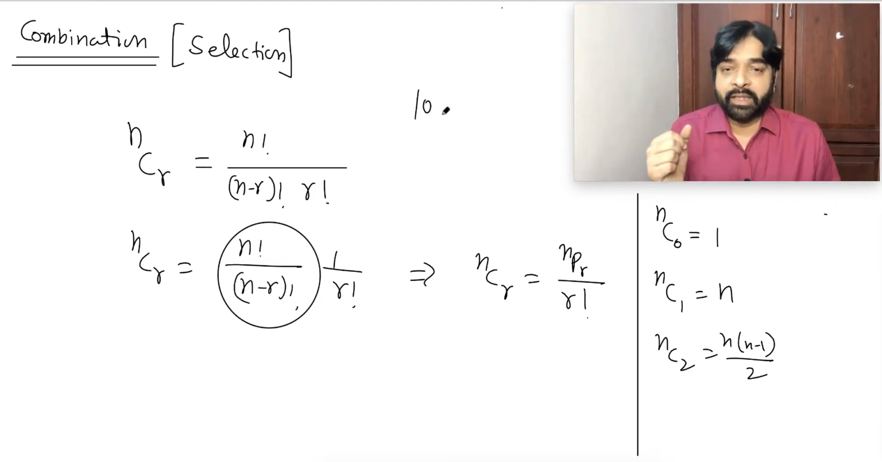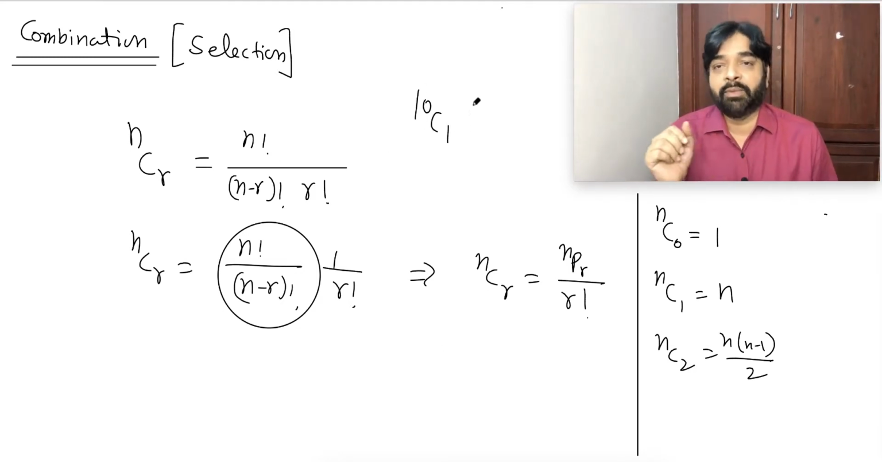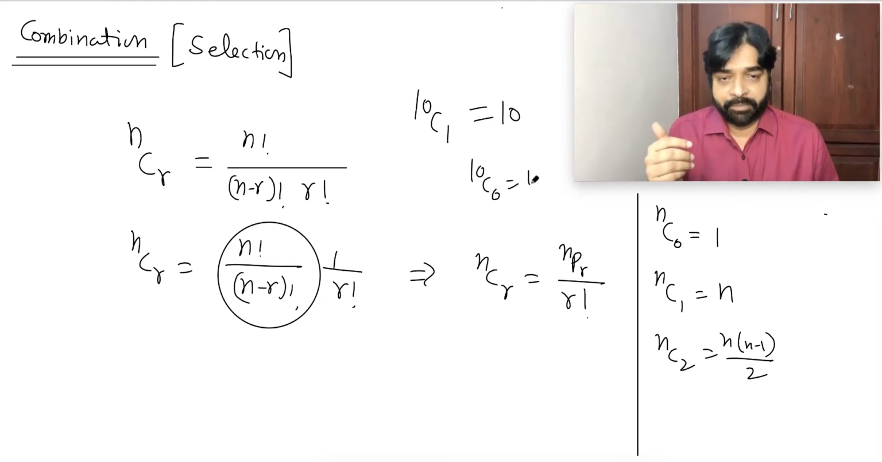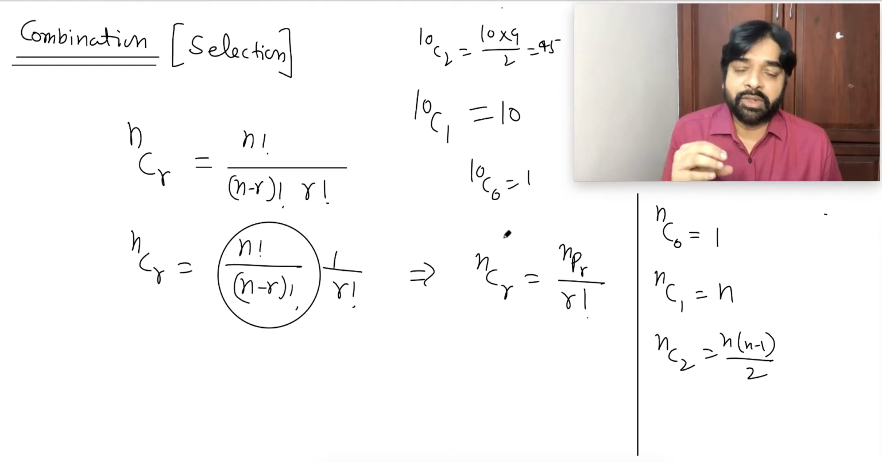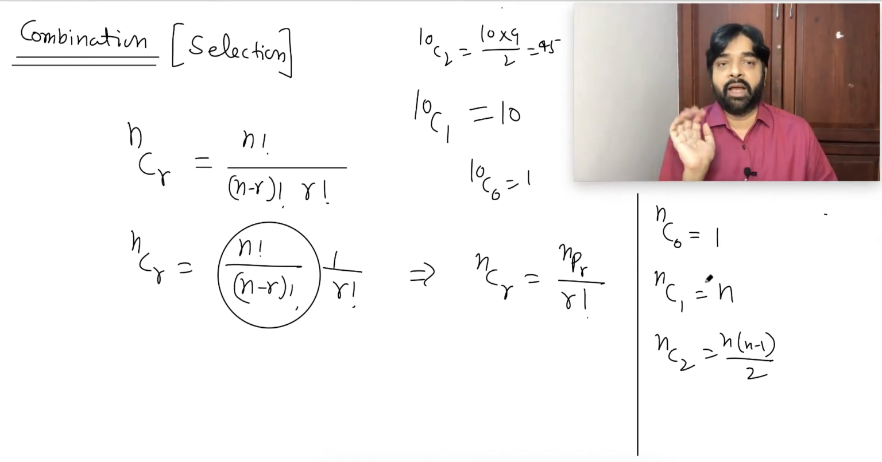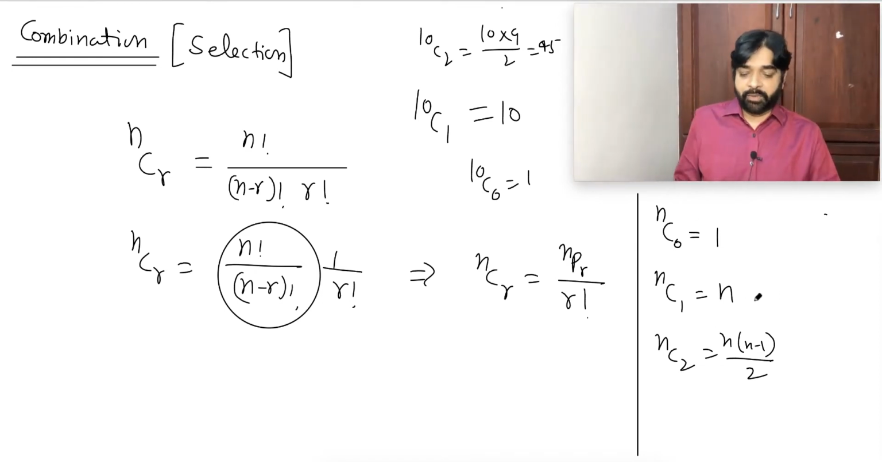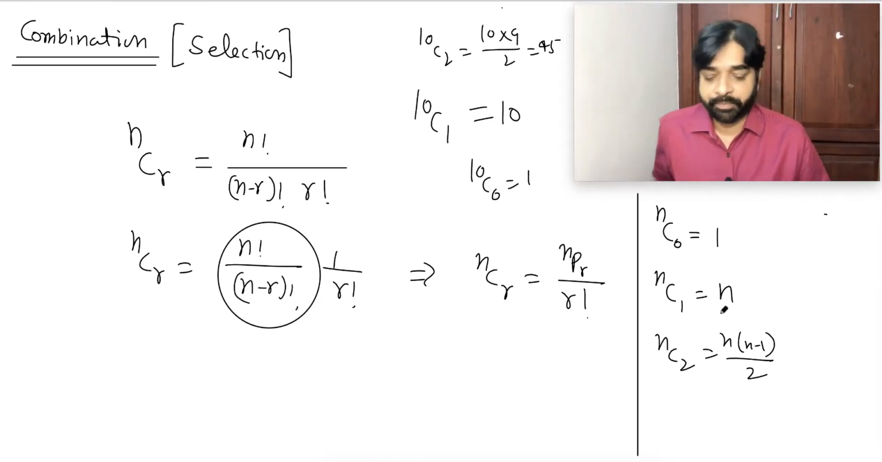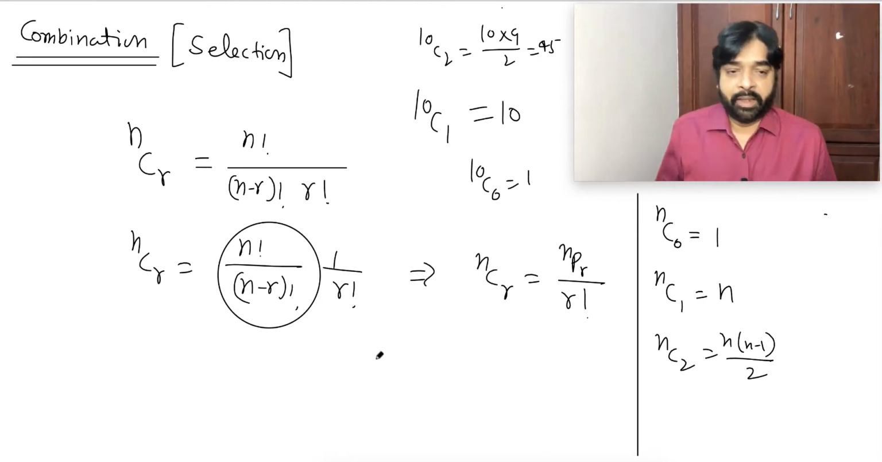Suppose somebody asks, what is 10C1? You should not put in the formula. Simply say 10C1 will be 10. 10C0 will be 1. 10C2 will be 10 into 9 by 2, that means 45. These are very common values which have to be used every time, so you have to remember them. Whenever we use these, we should not use the formula to calculate them.